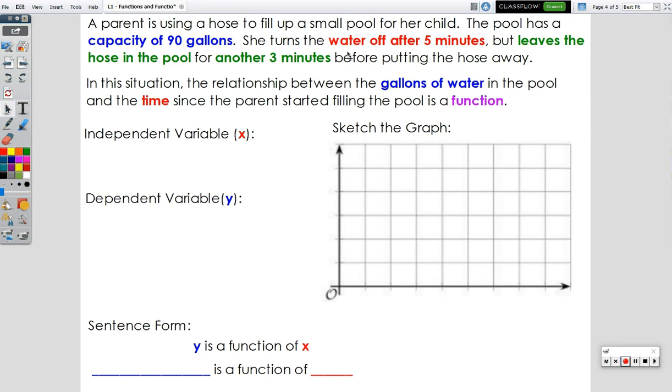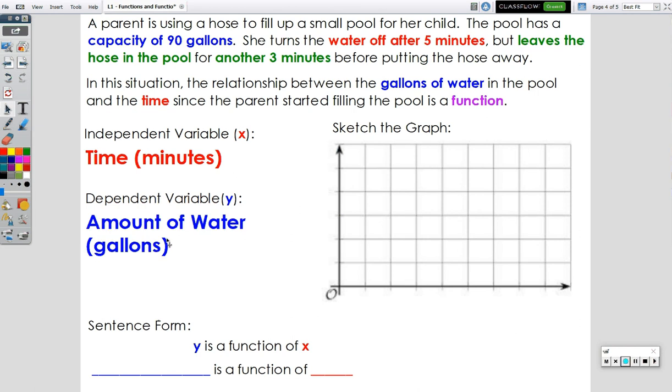So we want to look at our independent and dependent variables, because when we have this relationship, it means our variables are related in some way. And what we're looking at is our amount of water compared to the time that has passed. So time is going to be my independent variable, and the amount of water is my dependent variable, because the amount of water that is in the pool depends on how much time has passed. Okay? These two variables can be used to create a graph.